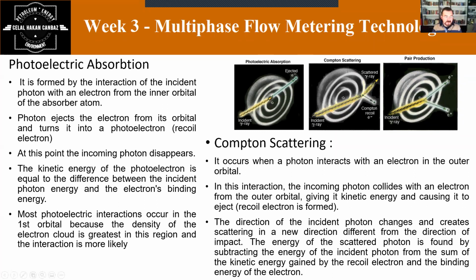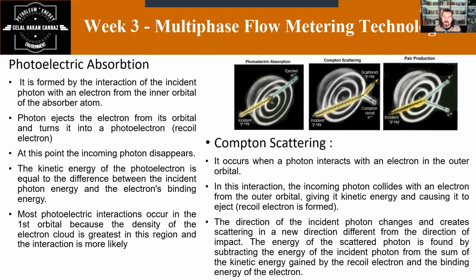The second one is Compton scattering. It occurs when a photon interacts with an electron in the outer orbit. In this interaction, the incoming photon collides with an electron from the outer orbital, giving its kinetic energy and causing it to eject. The direction of the incident photon changes and creates scattering in a new direction, different from the direction of the impact. The energy of the scattered photon is found by subtracting the kinetic energy gained by the recoil electron and the binding energy of the electron from the energy of the incident photon.